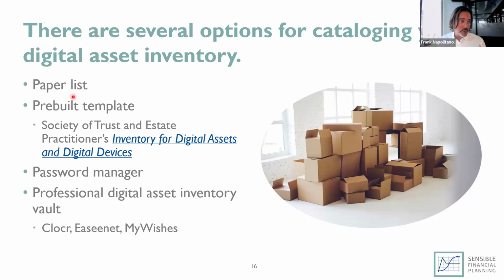If you're starting from scratch, you might consider a pre-built template. If you just go to your internet browser and search for a digital asset inventory, you'll find lots of examples of how people have organized their digital assets. This is one I really liked: the Society of Trust and Estate Practitioners, or STEP, inventory for digital assets and digital devices. I think it's well laid out. It separates assets by type and has a section just for digital devices, which is really smart, right? If you weren't around, how would somebody access your computer or your phone?